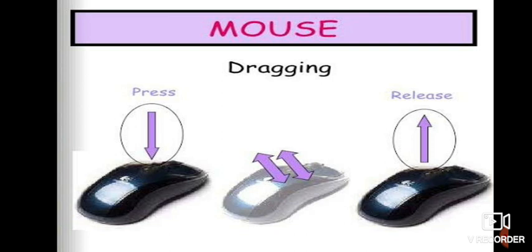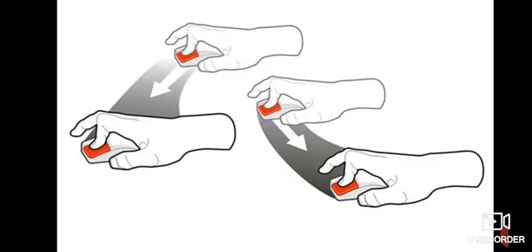You can drag the mouse to move the object from one place to another on the computer screen. You will click on any object, press and hold it. Don't leave that left button, and then move the mouse. It helps you to move the object from one place to another. You can also drag the mouse to draw shapes and pictures.